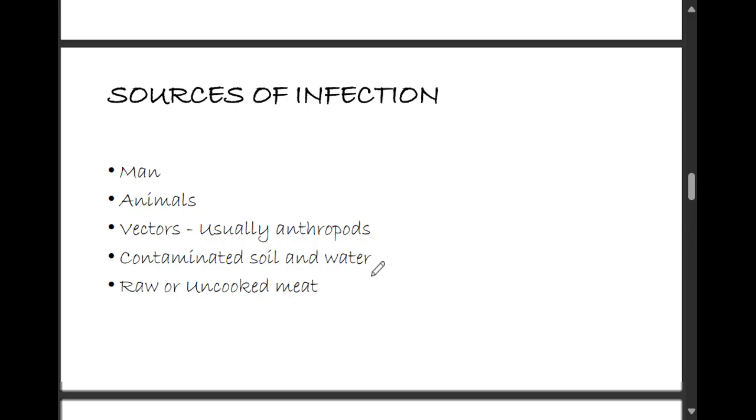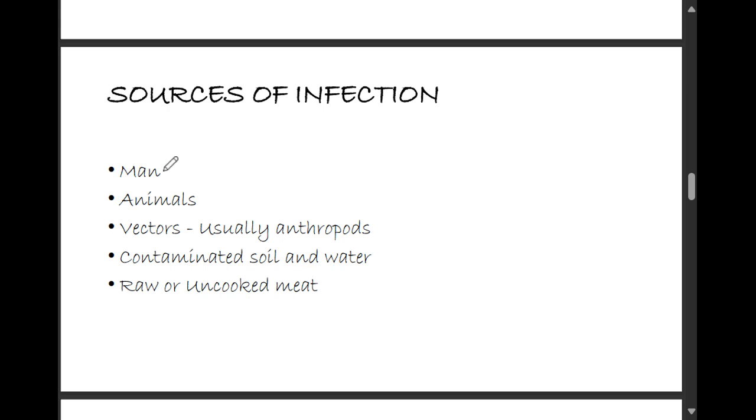So what are the sources of infection? These are the sources of infection. You have man, you have animals, vectors, which are usually arthropods, contaminated soil and water, and raw or uncooked meat.